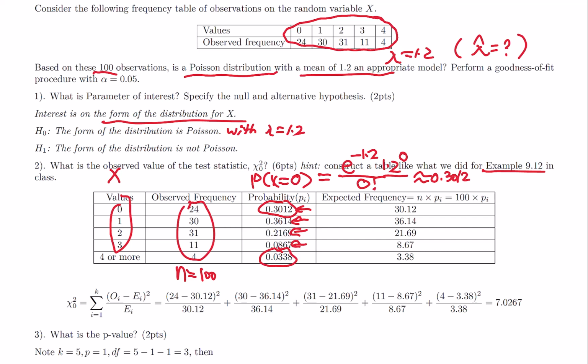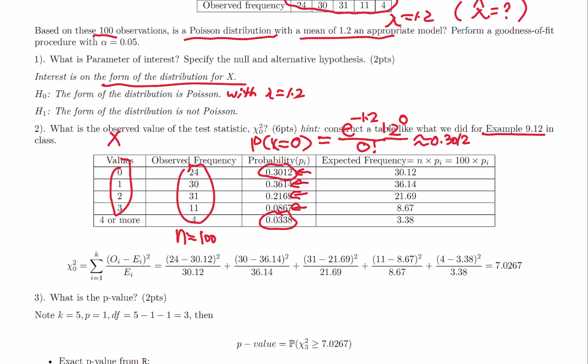Okay. All right. After we finish this table, we have the observed frequency and we have the expected frequency. Then just follow the formula for the chi-square statistic: O_i minus E_i, where O_i is the observed frequency and E_i is the expected frequency, then square it and divide by the expected frequency. So we calculate this number, it is about this big, okay?